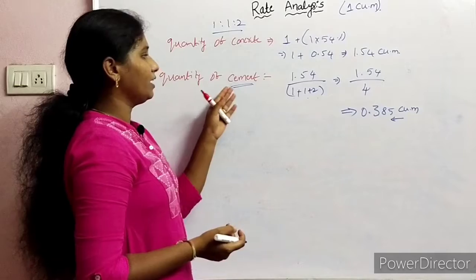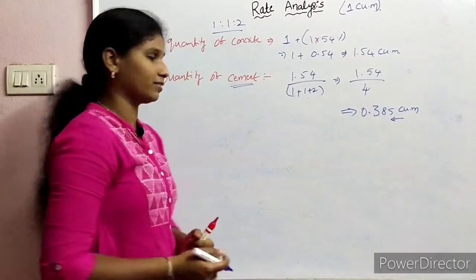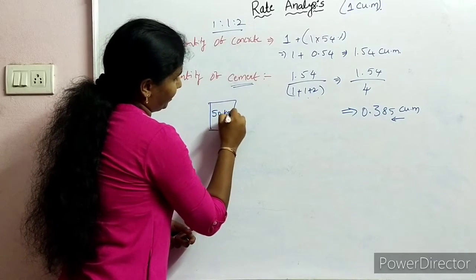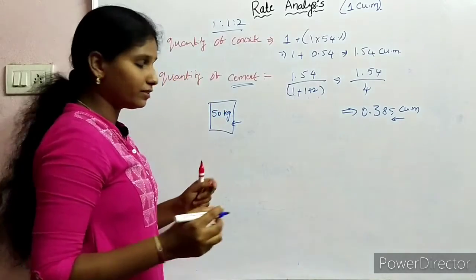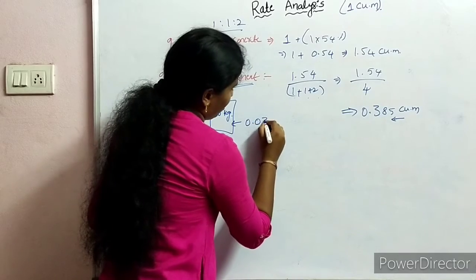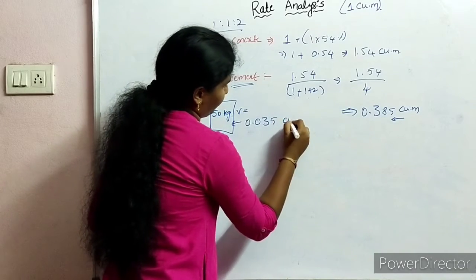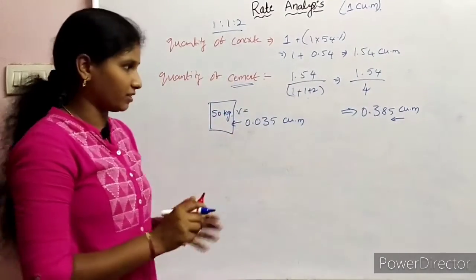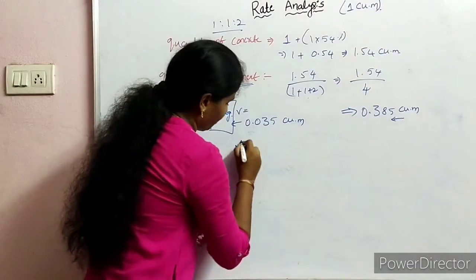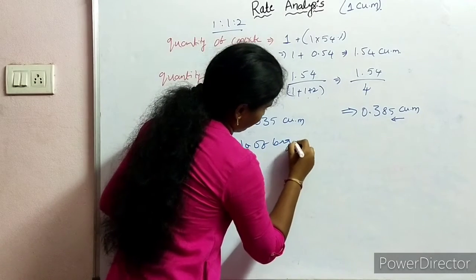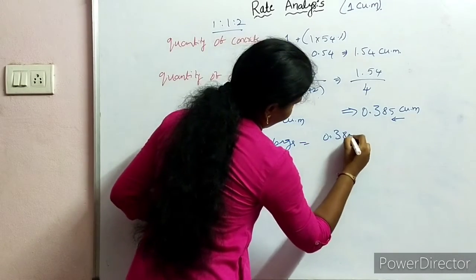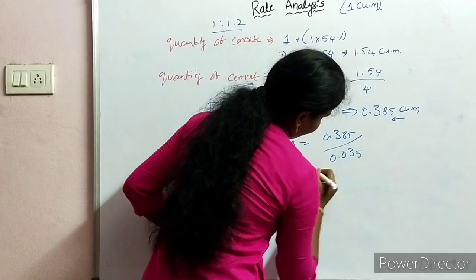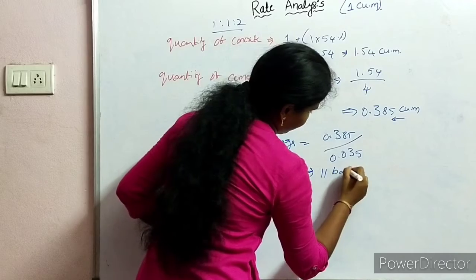Generally in practice the cement is available in bags. The weight of each cement bag is 50 kgs. The volume of this bag is 0.035 cubic meters. This cubic meter we are converting into the number of bags. Number of bags of cement is equal to 0.385 by the volume of the cement bag, 0.035. Here we will get 11 bags.